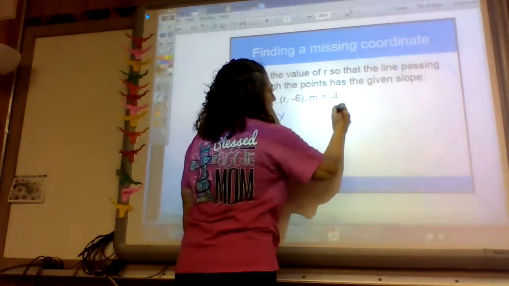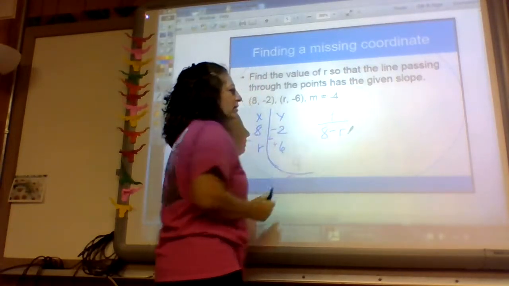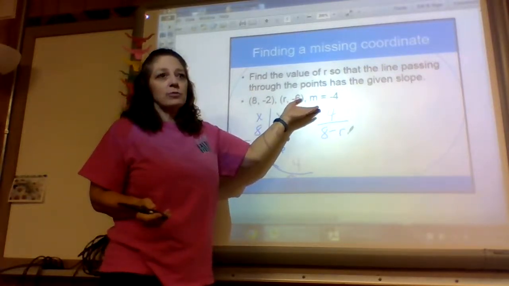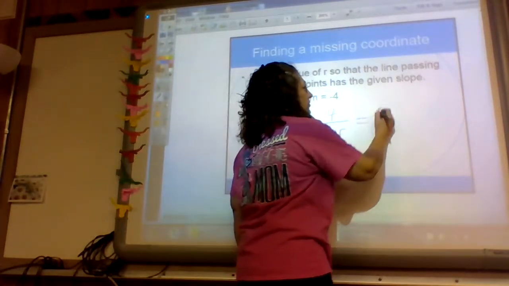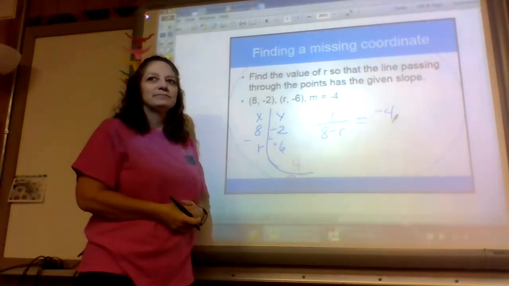Okay, so now I'll put it back in the color we can see. This is my slope. 4 over 8 minus r. My rise over my run. I didn't find my slope, but look, they gave me the slope. My slope equals -4. How can I solve that?